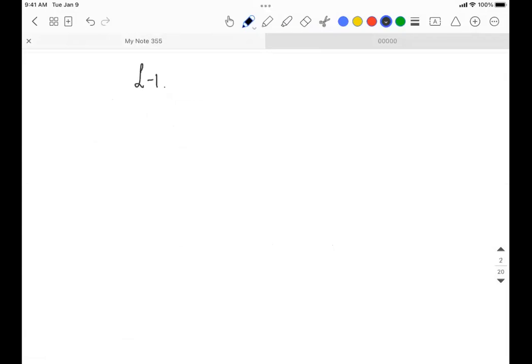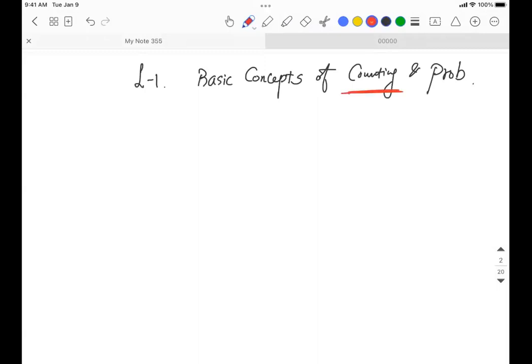Let's talk about the basic concepts of counting and probability. Talking about counting and probability, I think the most important thing is that you want to count, right? That's basically where we come from. I have a complicated problem, and I want to count how many answers there are, and what the specific answer is for such a problem.